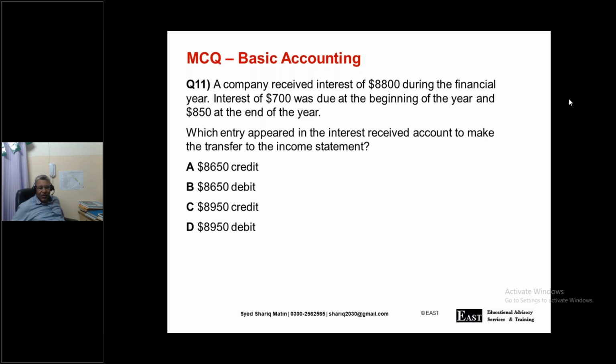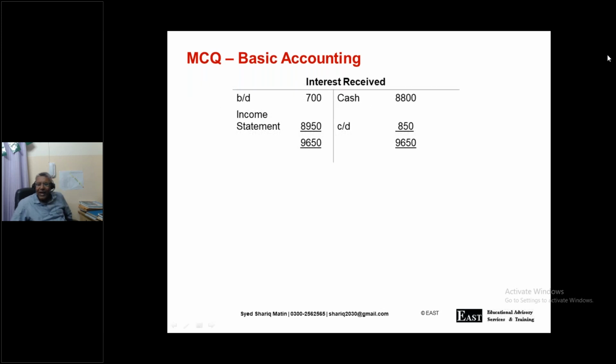Brilliant. Excellent. I did the same thing, I just did it by means of a T account. What Abira said, I did exactly the same thing, but I made an account rather than simply adding and subtracting. My opening asset was 700 brought down. My closing asset was 850 carried down. And during the period, I received cash of 8,800. So the amount that is transferred to the income statement is 8,950, and that is on the debit side of the interest receivable account, right?